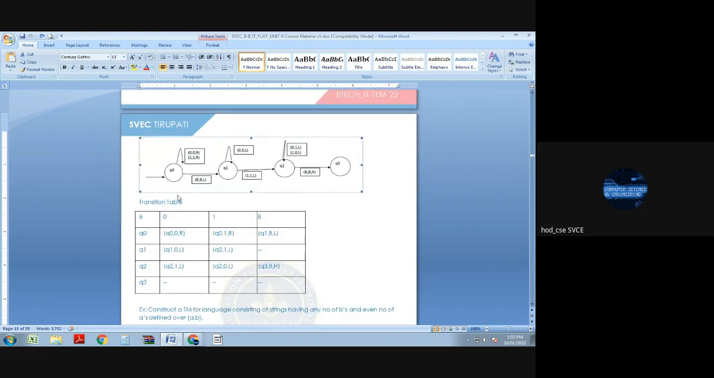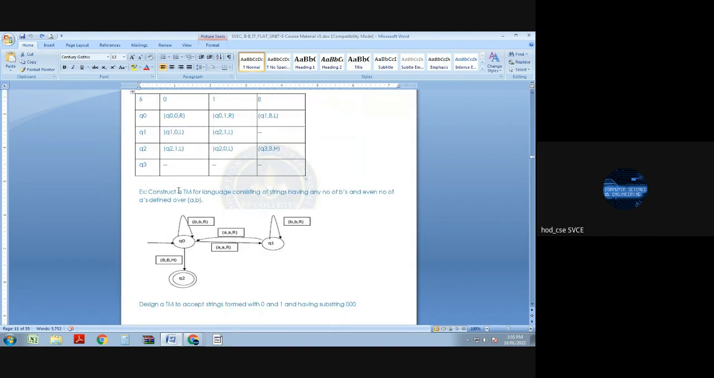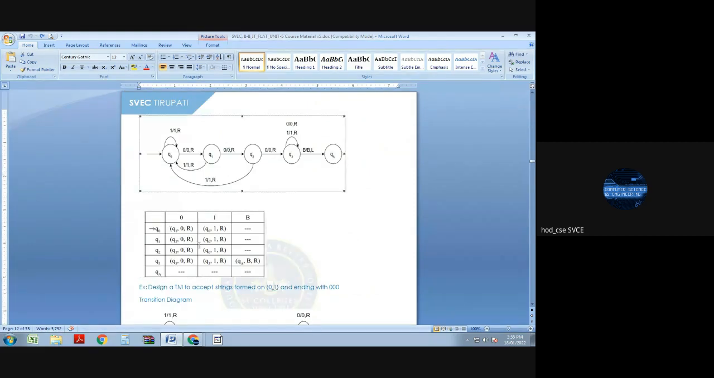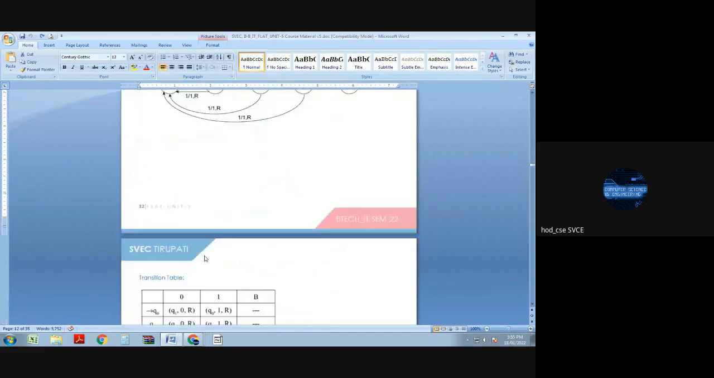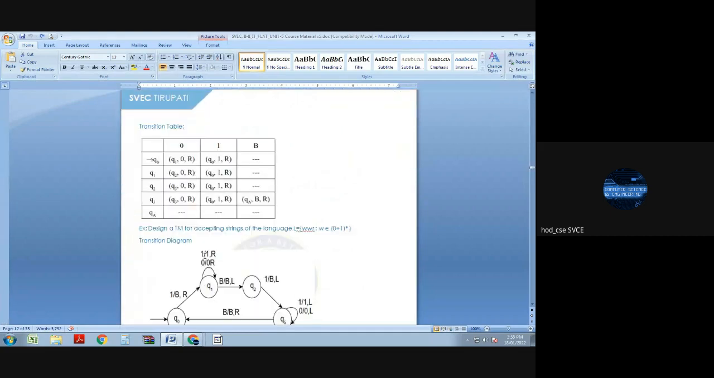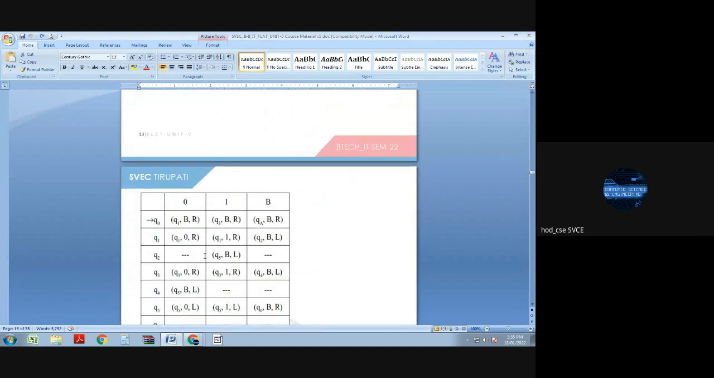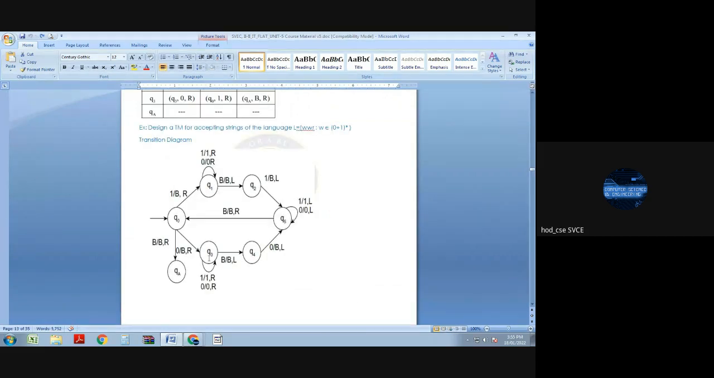So this is one example. Can anyone explain? These are all examples of transition tables, diagrams and tables. So this is also a Turing machine for the language W power R, where W belongs to (0 plus 1) whole star.